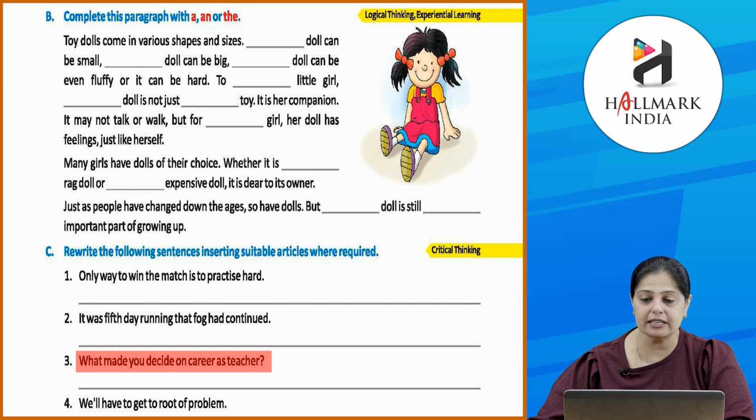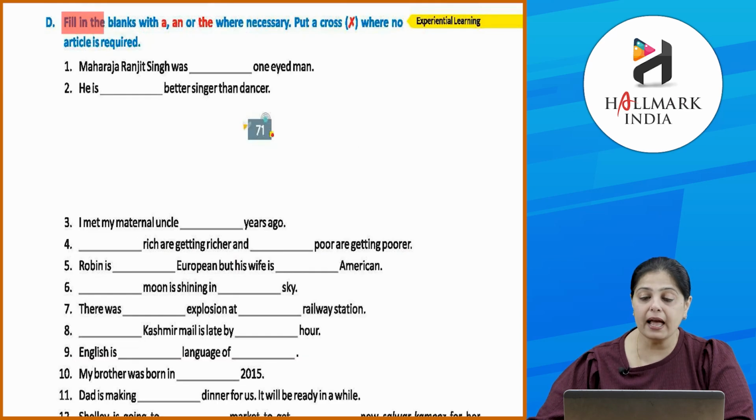Okay. They're pretty easy. Next is fill in the blanks with a, an, or the where necessary. Put a cross where no article is required. Okay. Maharaja Ranjit Singh was a one-eyed man. Okay. He is a better singer than dancer. I met my maternal uncle years ago. Okay. There is no need for the years ago, or a years ago, or an years ago. You just put a cross there. Okay. Now quickly do the remaining sentences.